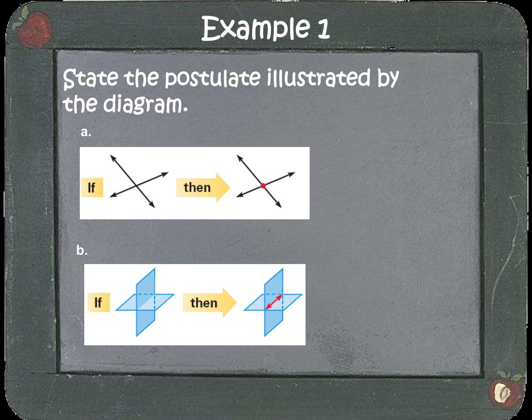For my first picture here, if you notice, it starts out with, if you didn't remember the name, this is actually the line intersection postulate. So the name of this is line intersection postulate.